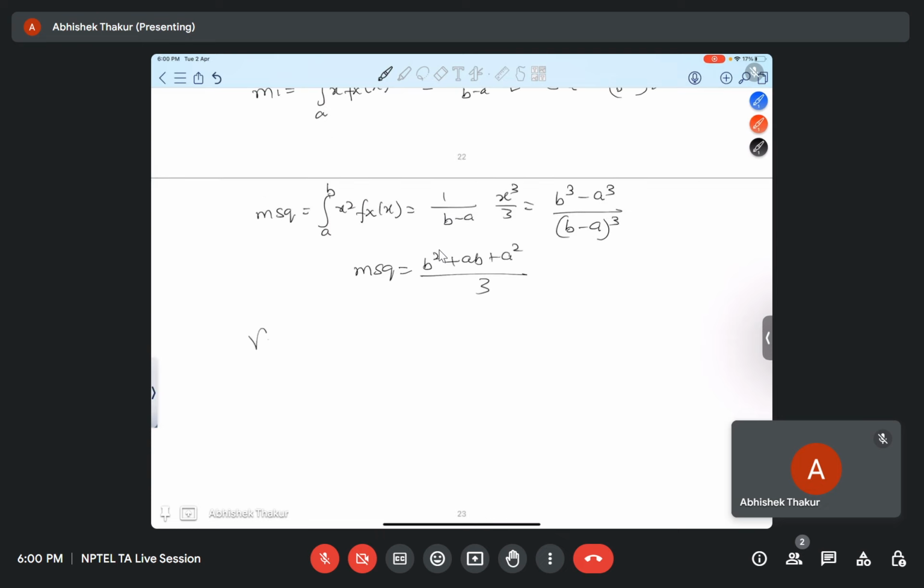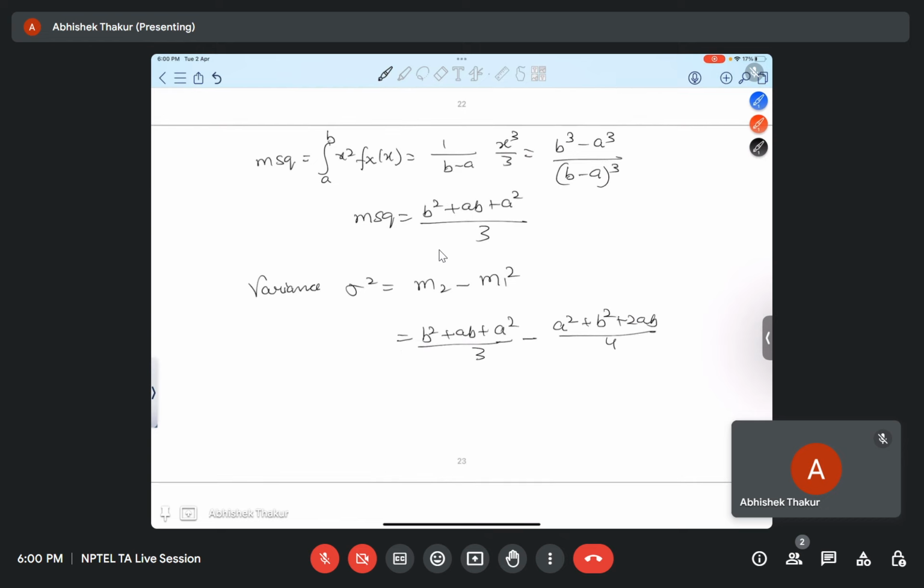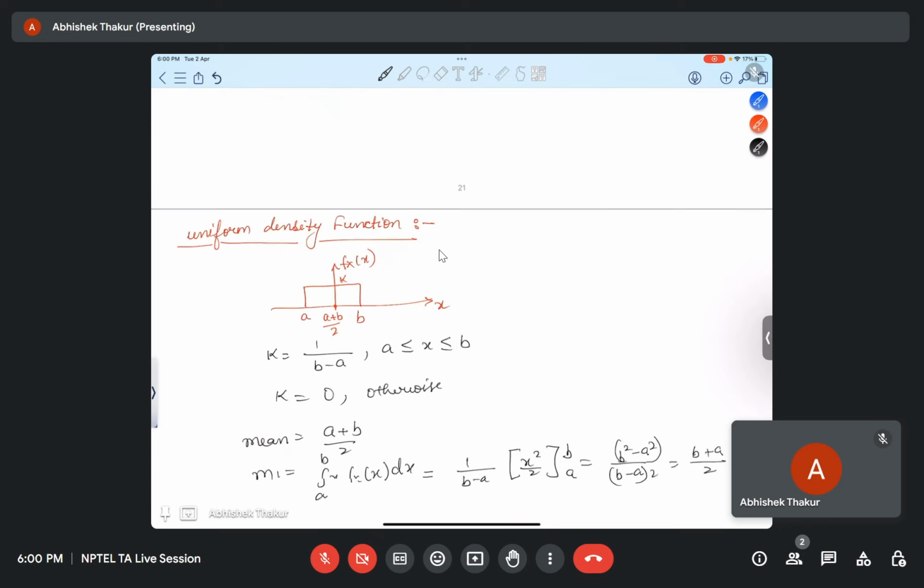Okay. Now variance, sigma square is equal to M2 minus M1 square. So this will be equal to (B square plus AB plus A square) by 3 minus (A square plus B square plus 2AB) by 4. So when you find sigma square, you will get (A minus B) whole square divided by 12. So this is also equal to length square by 12. Okay.